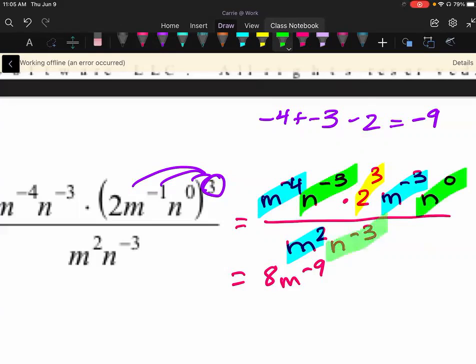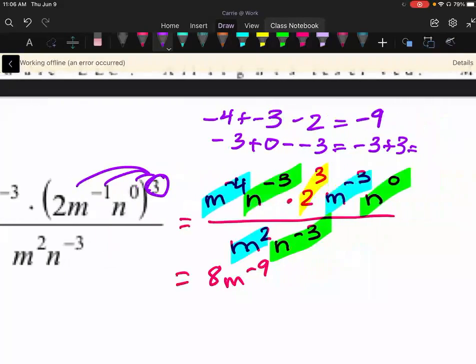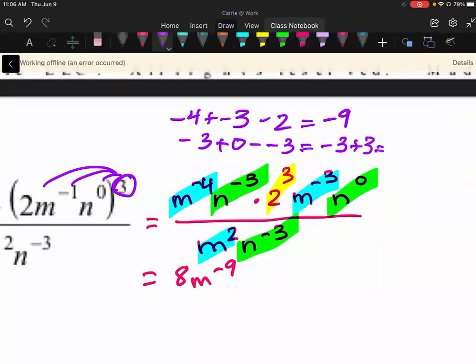Now, my n's, the work that I would do here is -3 plus 0, which is really just -3, and then minus -3, which is the same thing as adding 3. So -3 plus 3 is 0. So we actually just don't end up with any n's here. So this is going to be our answer, but we do want to simplify this: 8 over m to the 9th.